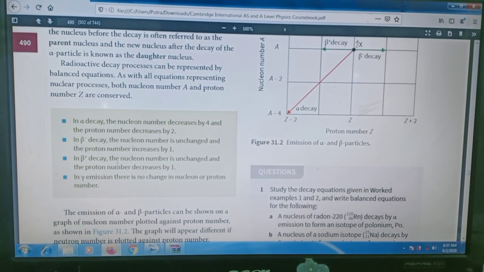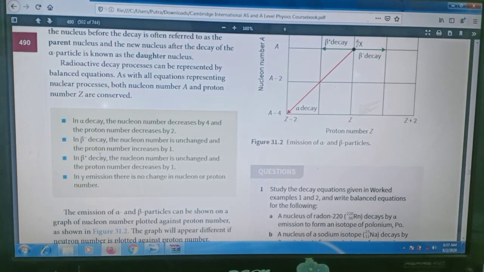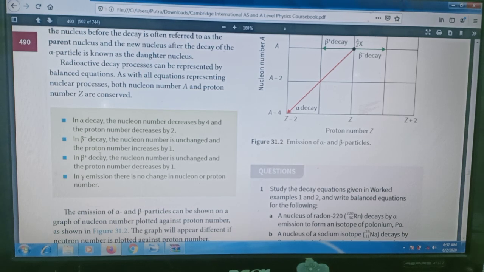You see the green box here. In alpha decay, the nucleon number decreases by 4 and the proton number decreases by 2. Why? Because alpha decay is the decaying of a helium nucleus. In beta minus decay, the nucleon number is unchanged and the proton number is increased by 1. Why? Because beta minus decay is the decaying of an electron.